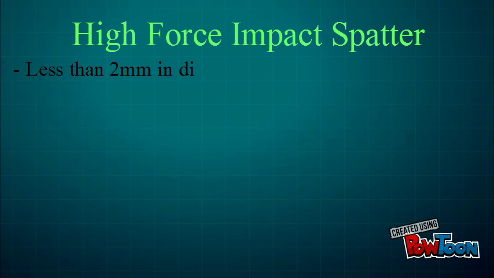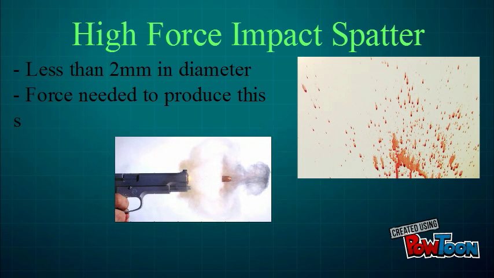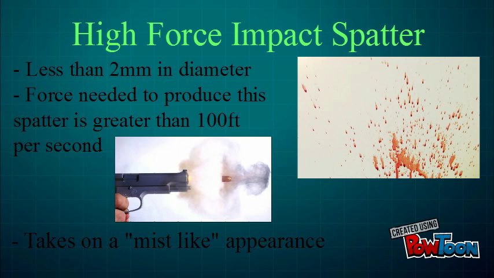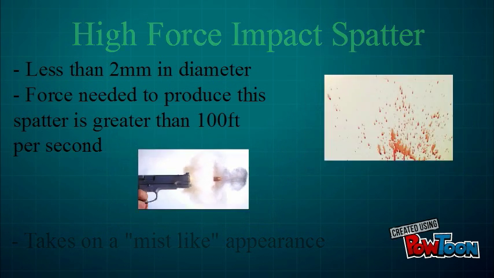High force impact spatters are usually less than 2 millimeters in diameter, and the force needed to produce this spatter is greater than 100 feet per second. For example, gunshots, explosions, and high-speed collisions. This type of pattern takes on a mist-like appearance.